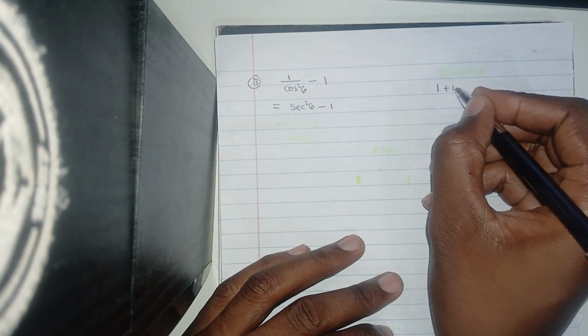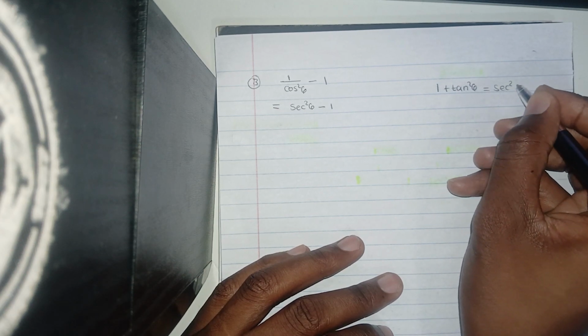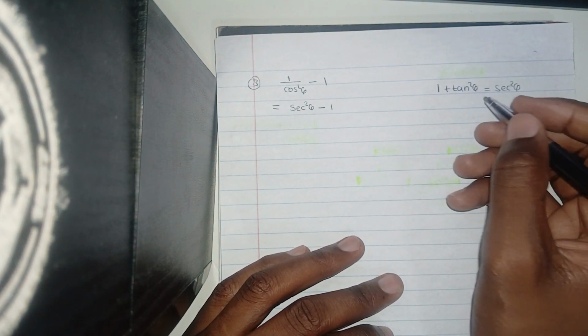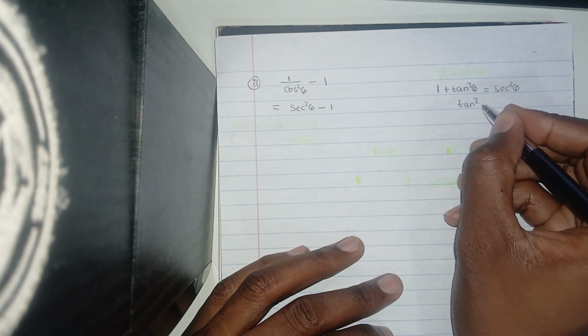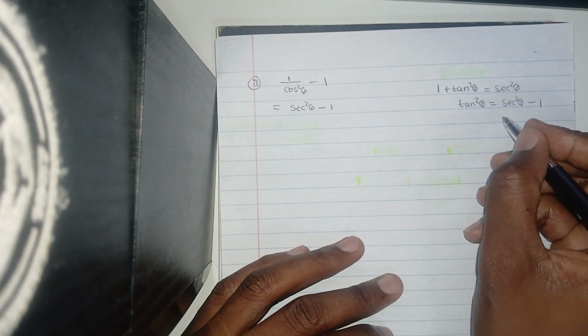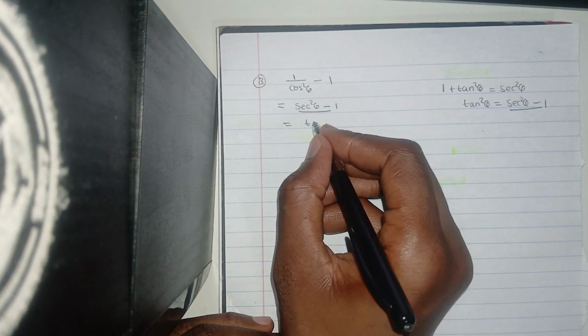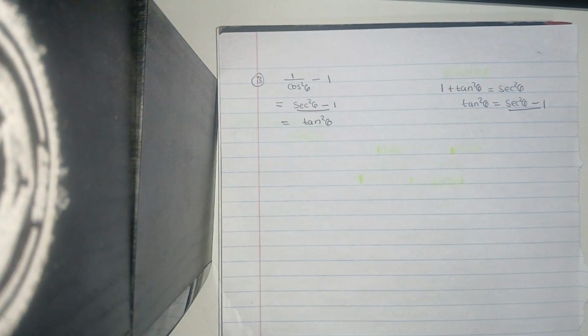So you must remember that 1 plus tan square theta is equal to sec square theta. You must always know that. So now tan square theta is equal to sec square theta minus 1. So now that means this is this. So now you just have to say tan square theta, right?